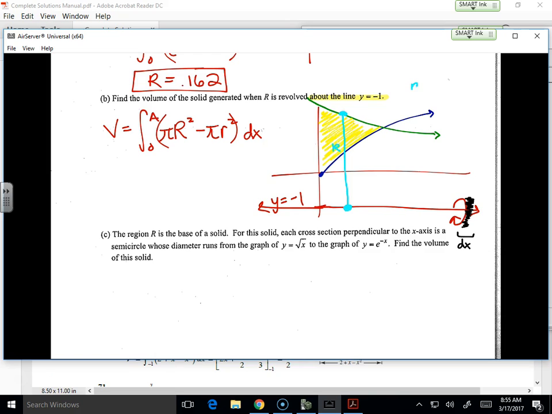Whose big R is top? e to the -x. Whose big R is bottom? y equals -1. Whereas before, if we were just to use y equals 0, it'd be -0. I understand that. Does that make sense? So it's going to change the value. Now, is it going to change it by tons and bunches? No, but it is enough to make it wrong. Does that make sense?